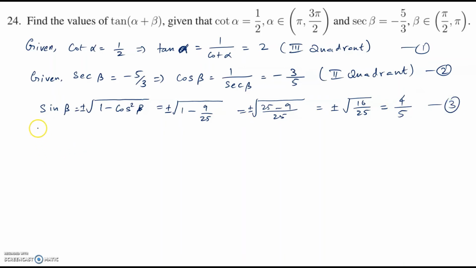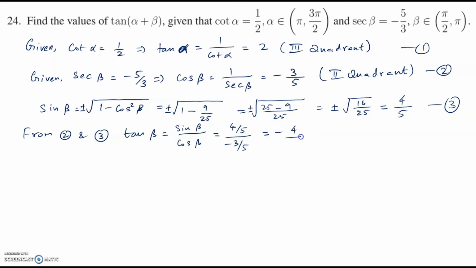So from 2 and 3, our tan beta is equal to sin beta divided by cos beta, which is equal to, our sin beta is 4 by 5 divided by minus 3 by 5. So that's equal to, 5 and 5 will be cancelled. So you'll be left with minus 4 by 3. Again, beta is in the second quadrant and tan is negative.